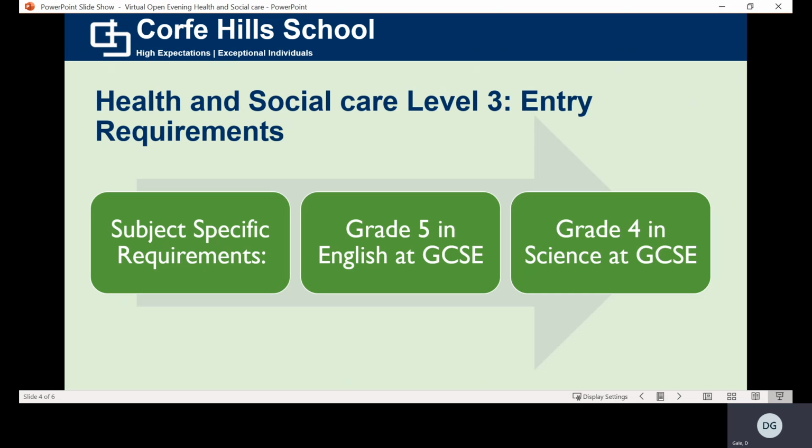So what do I need if I'd like to study health and social care at Caulfield School? I'd say that you need a grade 5 in English purely because of the amount of coursework that's involved within the subject area, and a grade 4 in science at GCSE because of the anatomy and physiology included within the course. You don't necessarily have to have studied health and social care at GCSE. It does help if you have, but you're not disadvantaged in any way at all.